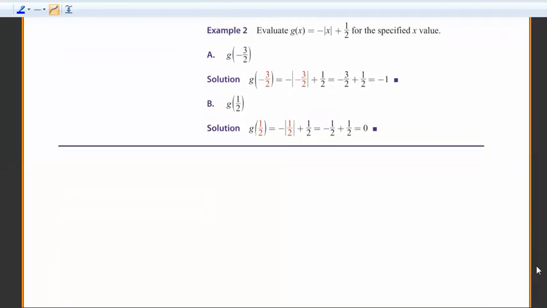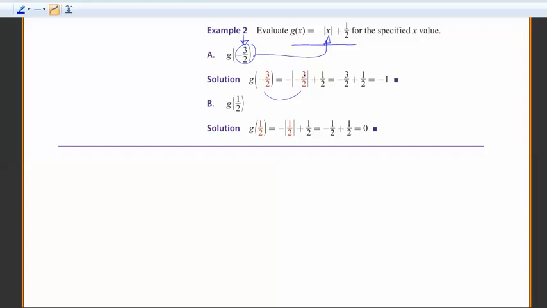Here you have example 2, the g of x equals negative absolute value of x plus 1/2. To find its value for the specified x, in this case negative 3/2, all you need to do is plug that into your function's expression wherever you have x. As you can see in the example, g of negative 3/2 will equal negative absolute value of x, which in this case is absolute value of negative 3/2, plus 1/2.